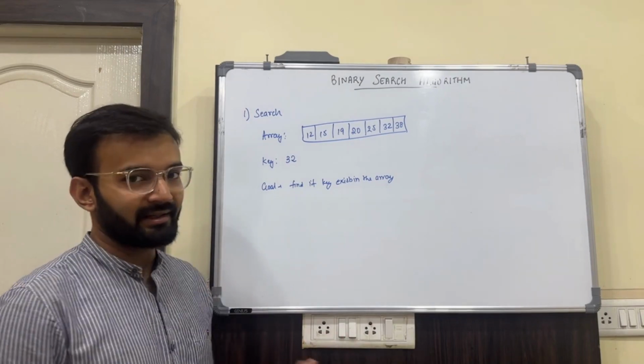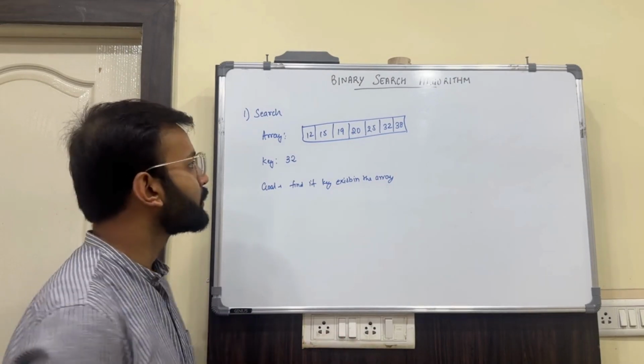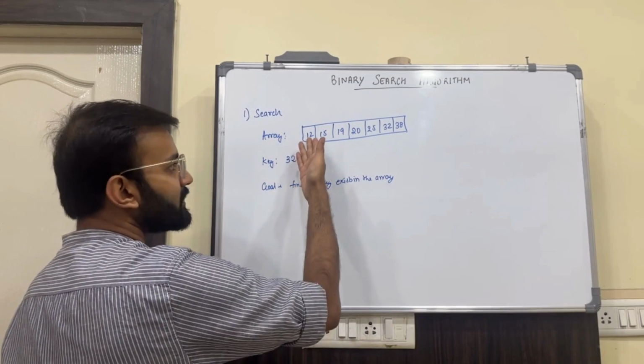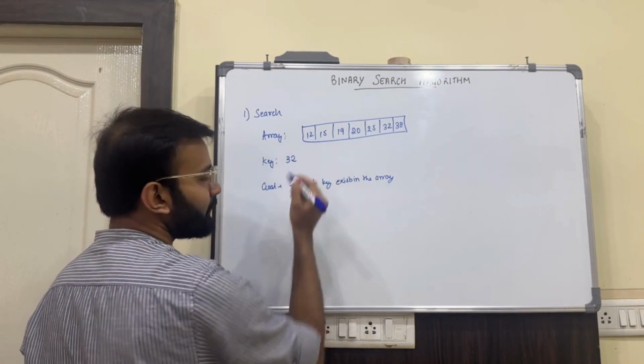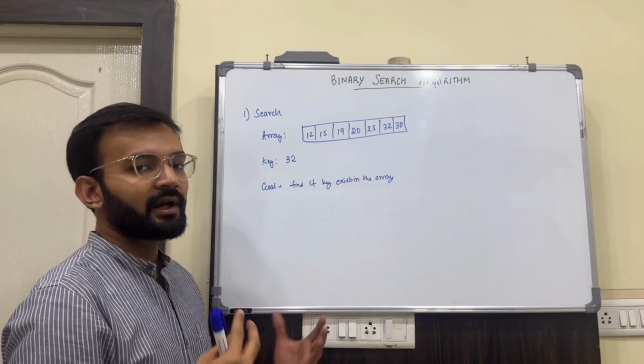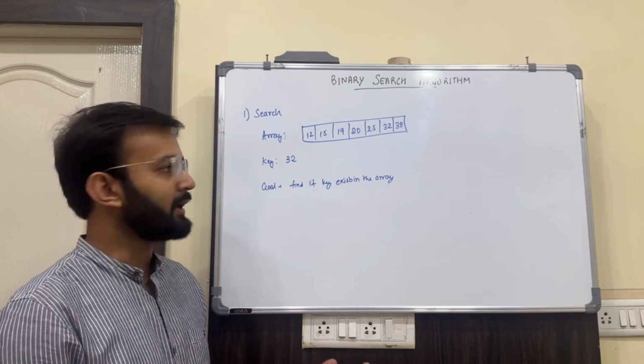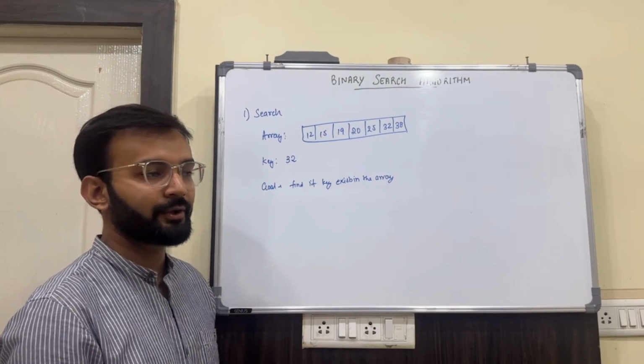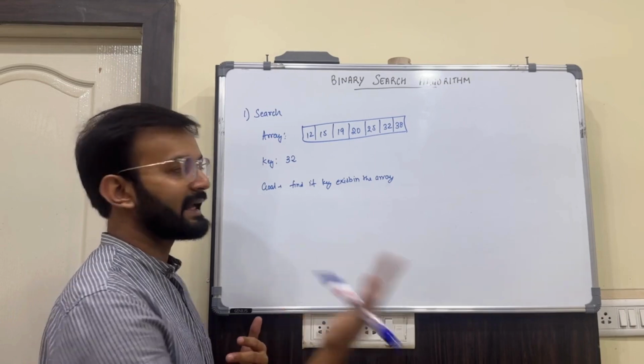So let's look at a naive way of doing it. We basically start looking into the array. We start off with the first element, which is 12. We compare it to the key, and check whether the first element is equal to the key or not. If it is, then we have found the key, and we return true. If it does not, we move on to the next element.